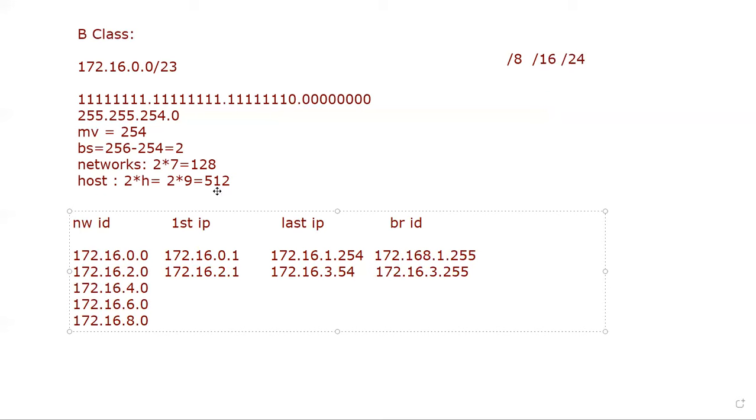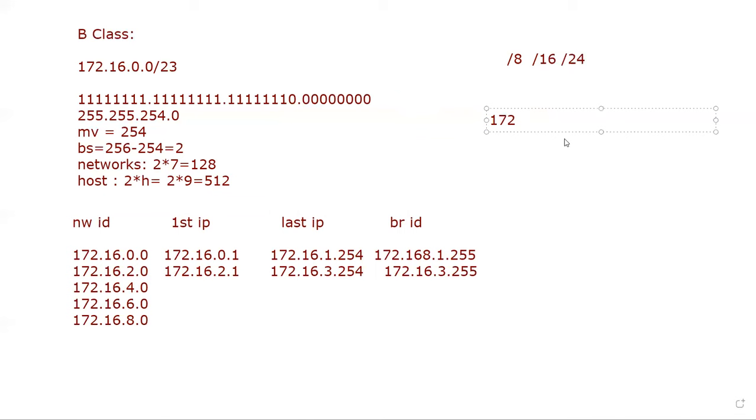Now, can it be 512? How to check this? For example, you are starting from 172.16.0.0. This is your first IP. 172.16.0.1 is your second IP. 172.16.0.2 is your third IP. 172.16.0.255 is your 256th IP.